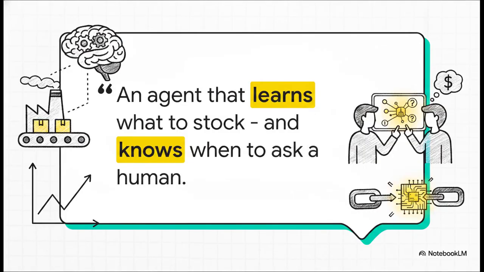I want to leave you with this defining quote from the project. An agent that learns what to stock and knows when to ask a human. I mean, just think about your own workflows for a second. Think about those bottlenecks where you're relying on humans to read passive dashboards and make complex, budgeted decisions. How could this exact balance of absolute AI autonomy and strict human-in-the-loop safety revolutionize your own industry?